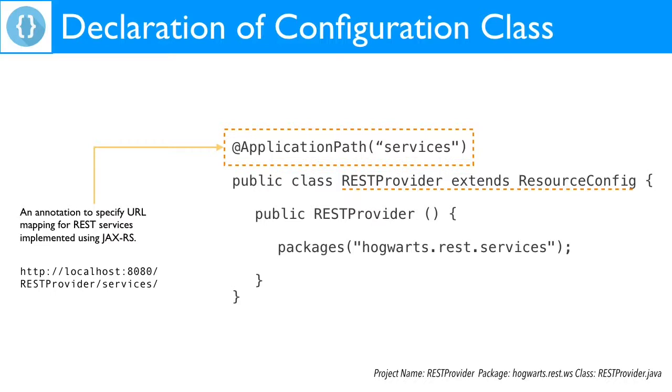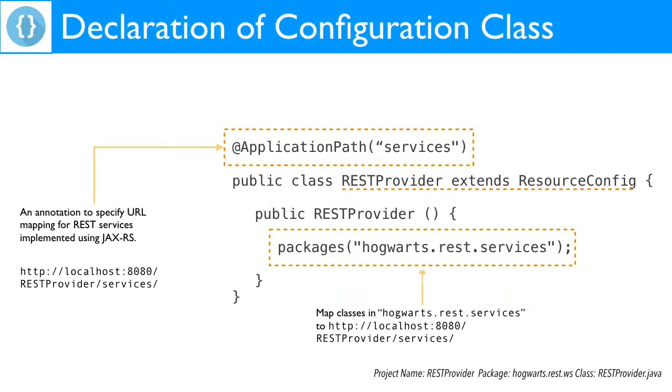Then in the constructor, we specify the package to be mapped. This declaration will map the classes in the package named hogwarts.rest.services with the address localhost:8080/rest-provider/services.